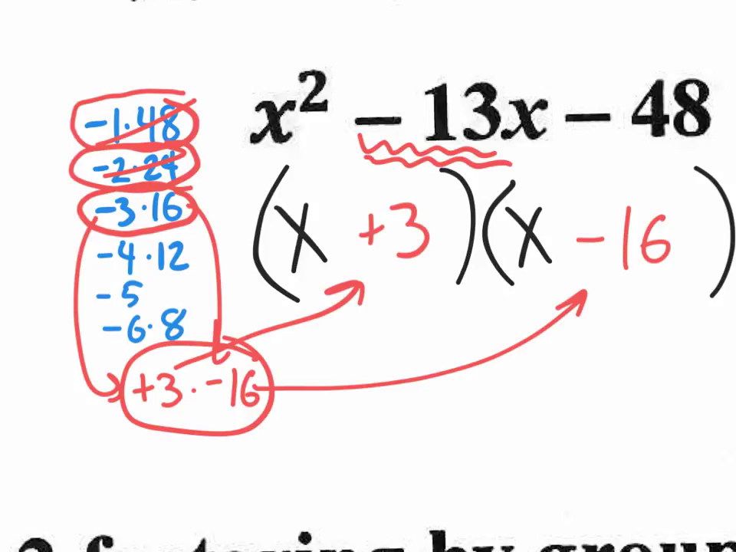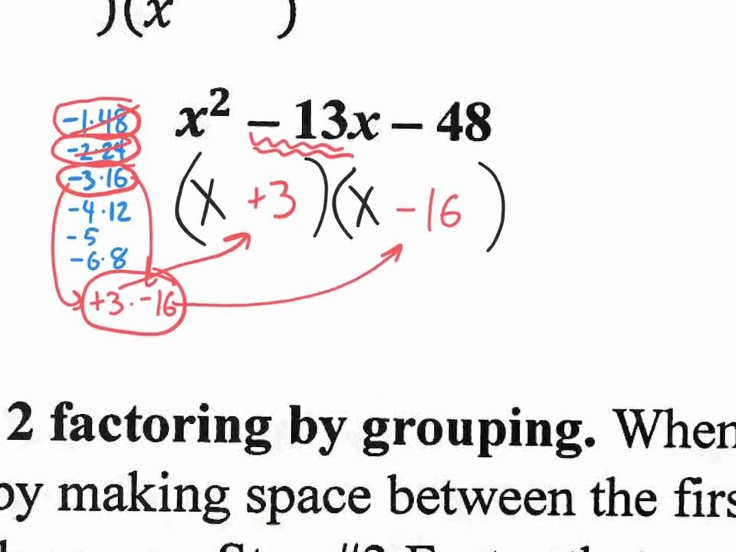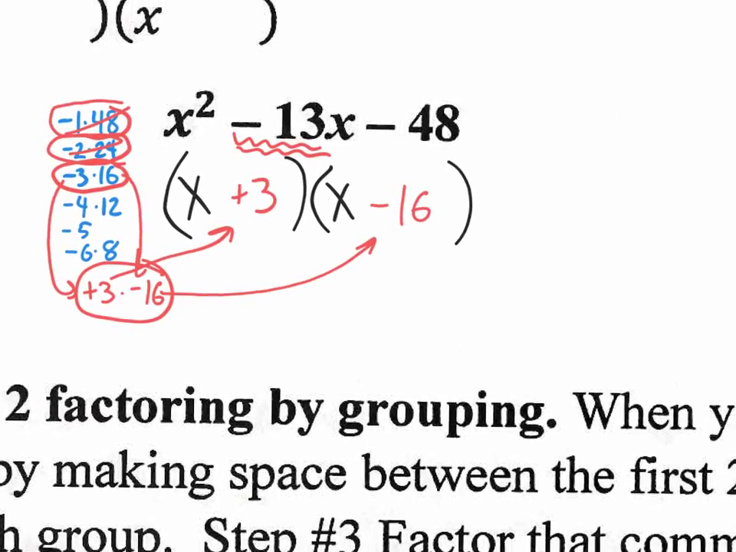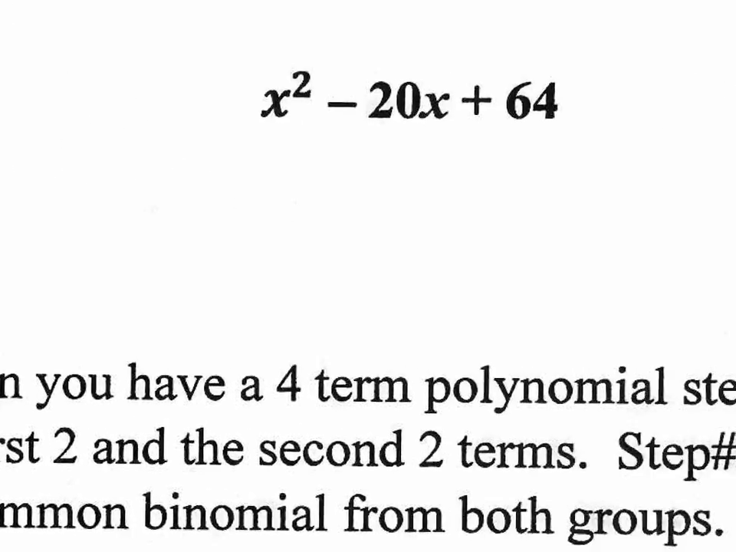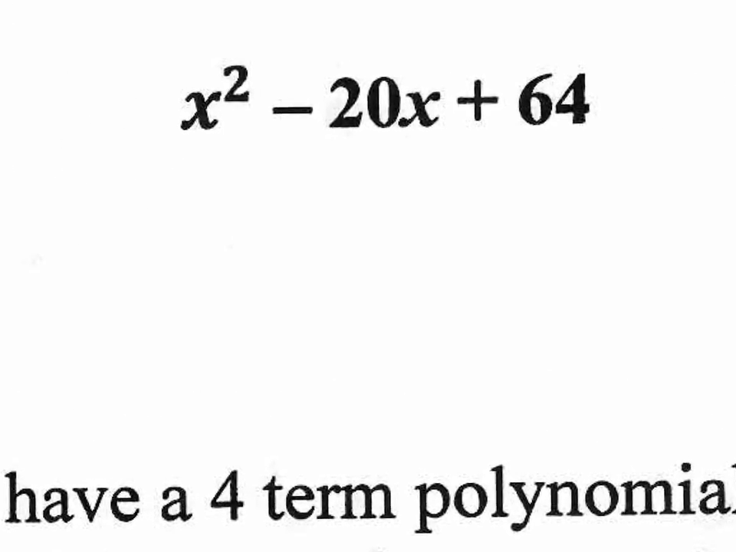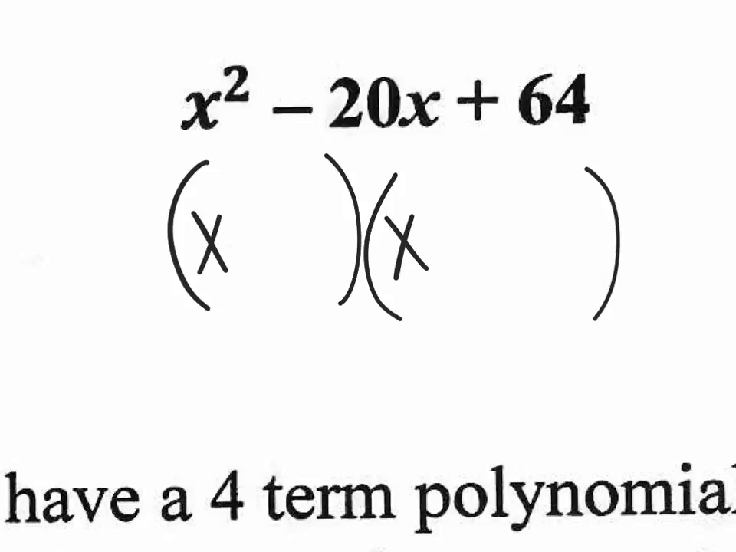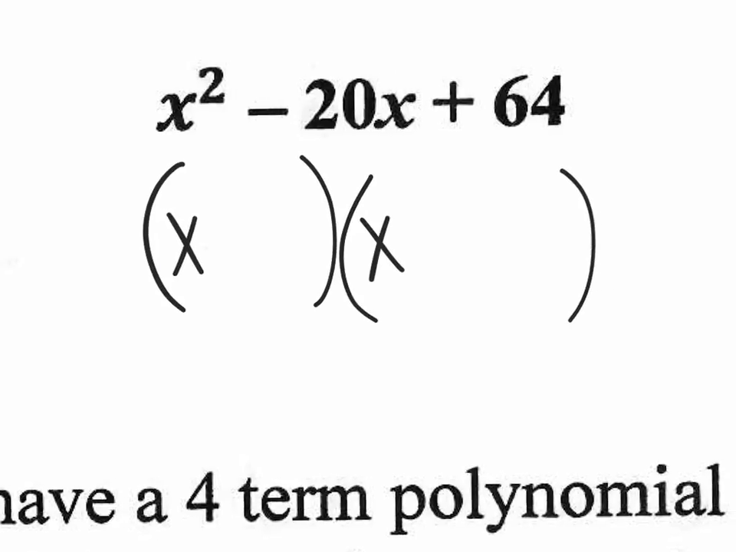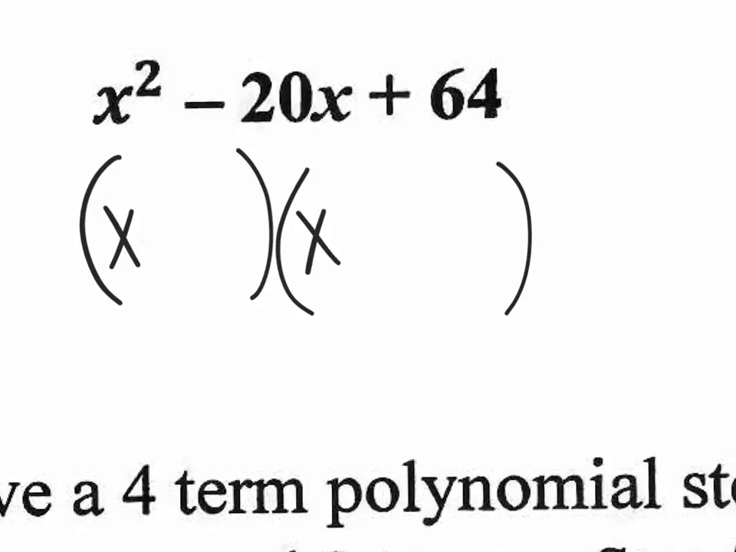I purposely picked a number like 48 where we had a long list that actually took a little while. But most of the time it's super easy. You just think what times what is the last number that if you add together is the middle number. So like right here, what times what is 64 that if you add together is negative 20. Once again, because this is practice, I put some more challenging numbers.